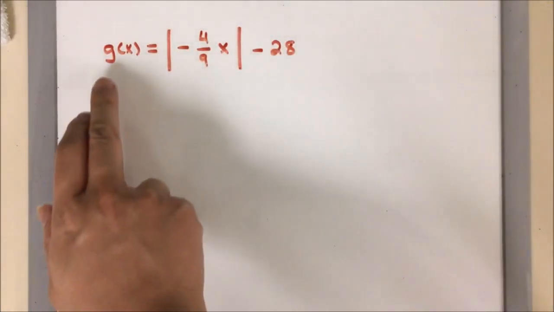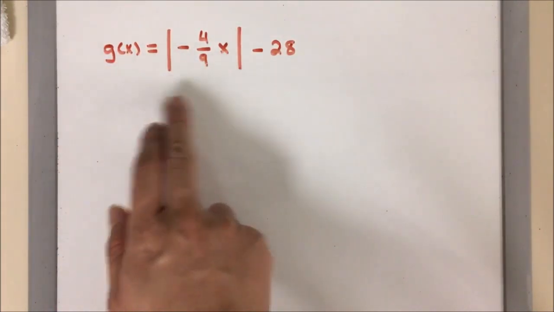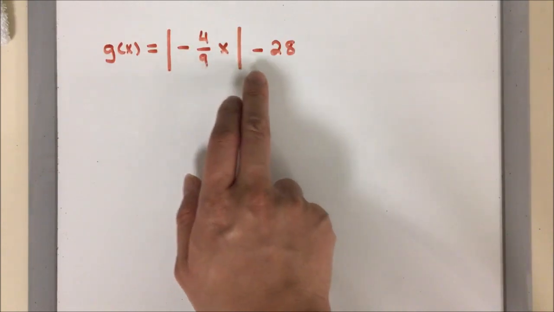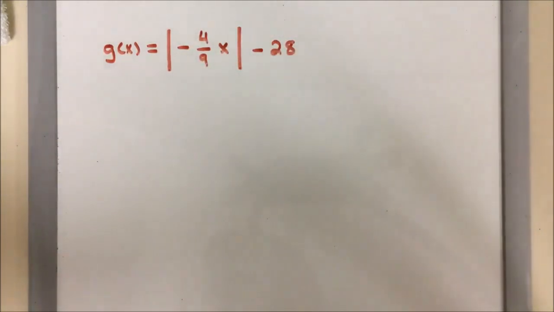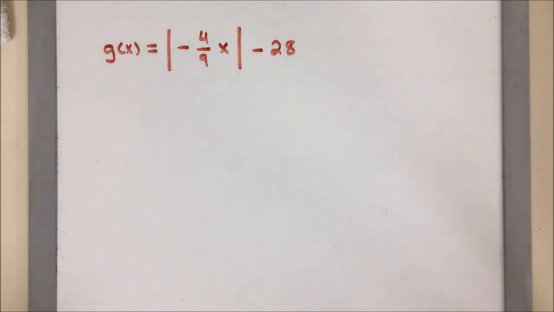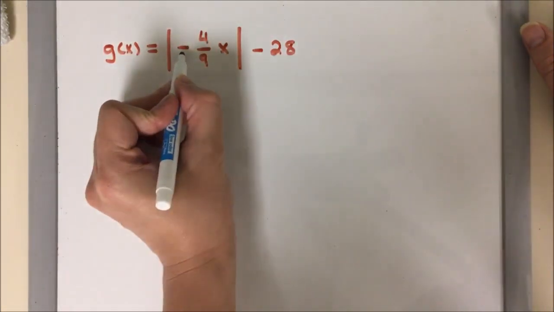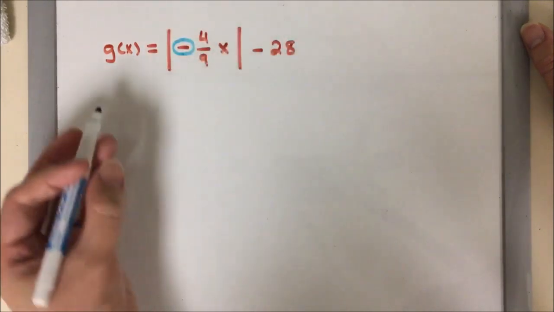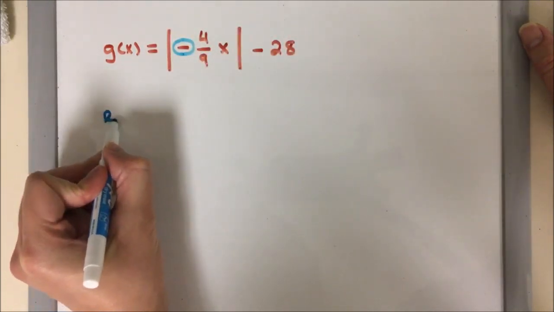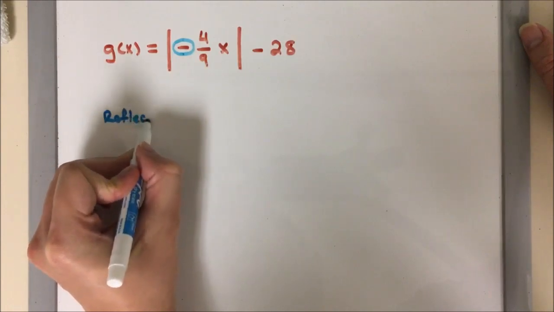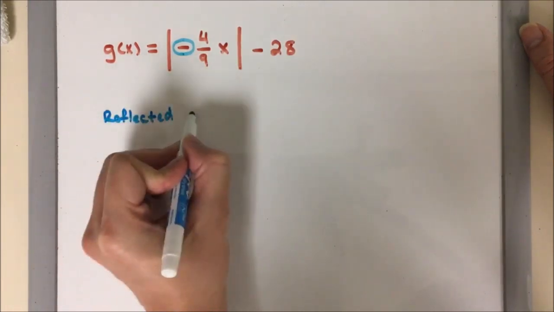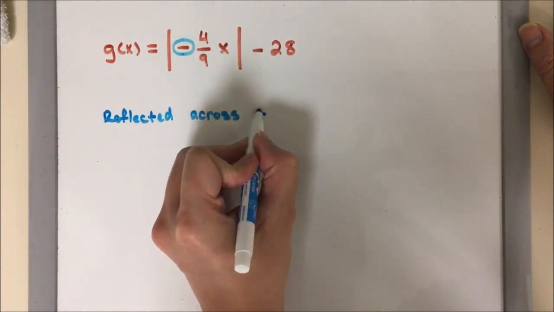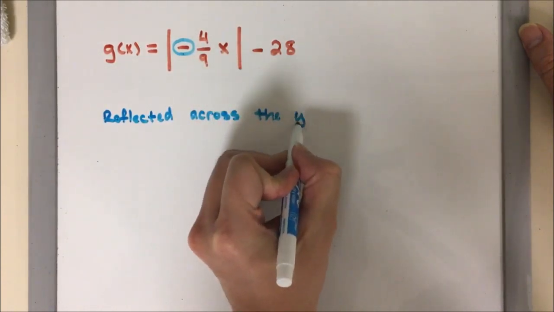In this example, we have g of x equals the absolute value of negative 4 over 9 times x, and then minus 28. So here we have the negative sign. It's in front of x and it's inside. So this will be reflected across the y-axis.